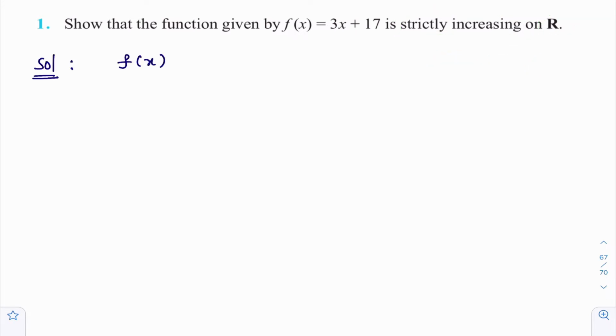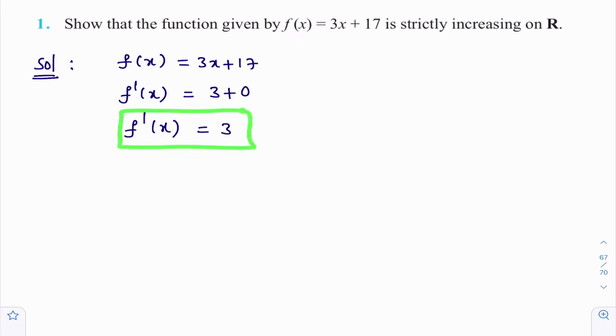First, you take the given function. What is the given function? f of x is 3x plus 17. You differentiate this with respect to x. Derivative of f of x with respect to x is f dash of x. Now you differentiate this right hand side part. Derivative of 3x is what? Derivative of 3x is 3 plus derivative of constant is 0. So what you got here? You got that f dash of x equal to 3.